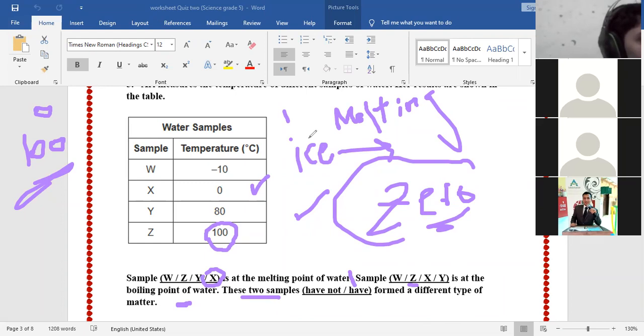Have different type of matter. Ice is different than water? No, have not. Yes, have not. You are excellent. Have not formed a different type of matter because ice is the same as liquid, is the same as water vapor. Okay, you are excellent. Saad Khalid. Where is Sultan Yahya? Absent.